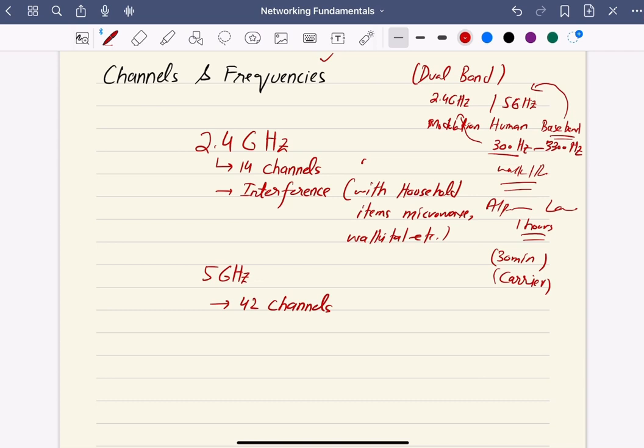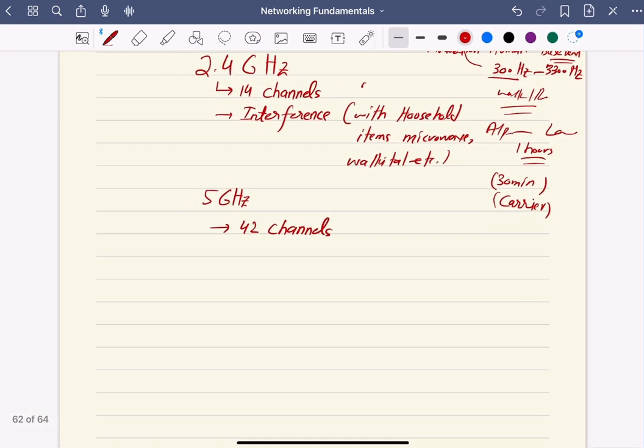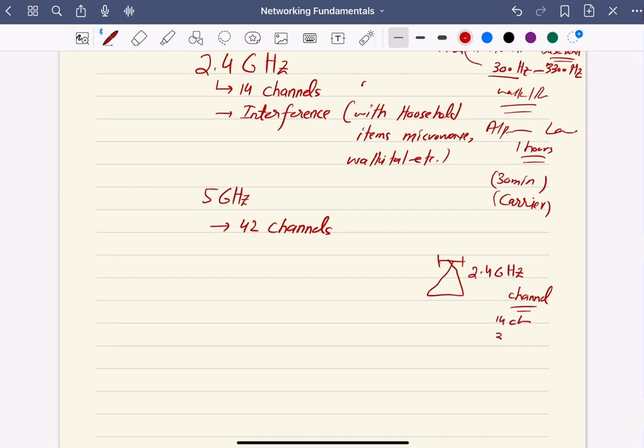Now let's try to understand what these channels are. For example, this is my access point, and assume that this access point operates at 2.4 gigahertz. Channel is just like a TV channel. Even though 2.4 gigahertz offers 14 channels, the usable channels are only 3. But right now, just imagine we have 14 channels, just for ease.